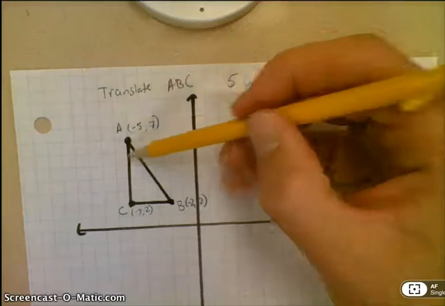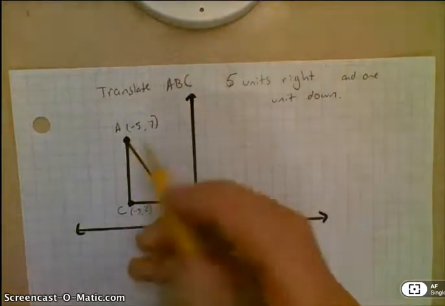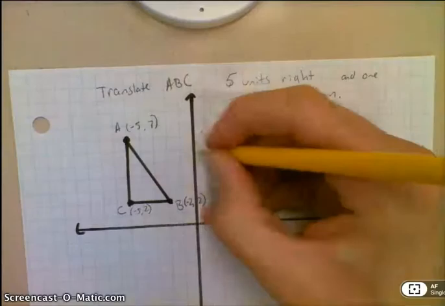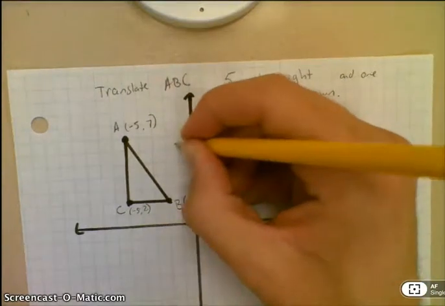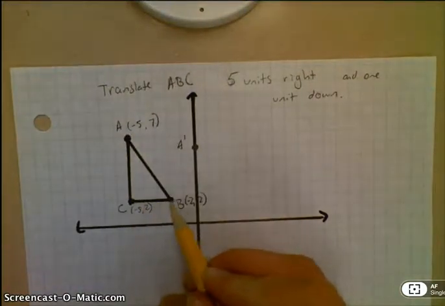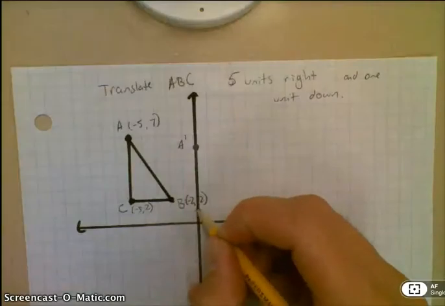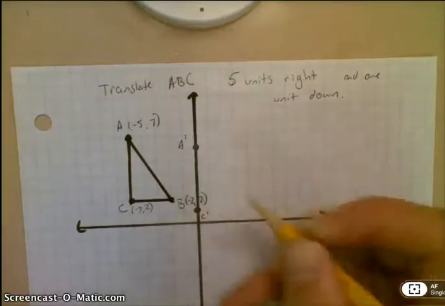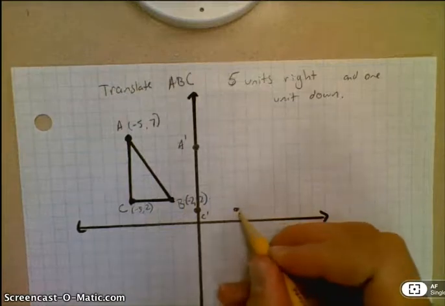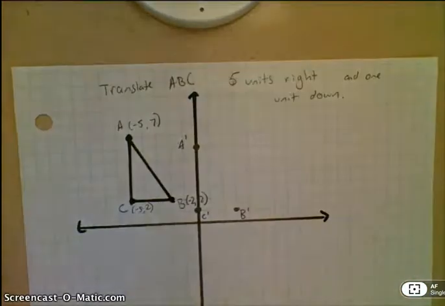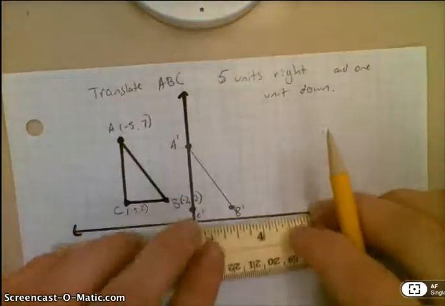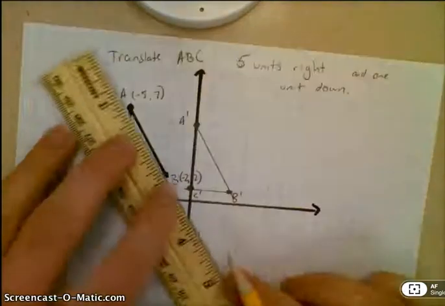For me, probably the easiest thing is to go from each point and count. So literally you can say, from A it's 5 units right, 1, 2, 3, 4, 5, and then 1 unit down. That leaves me right there. That's A prime. For C, 1, 2, 3, 4, 5, 1 unit down is right there. That's C prime. And for B, 1, 2, 3, 4, 5, 1 unit down, there's B prime.